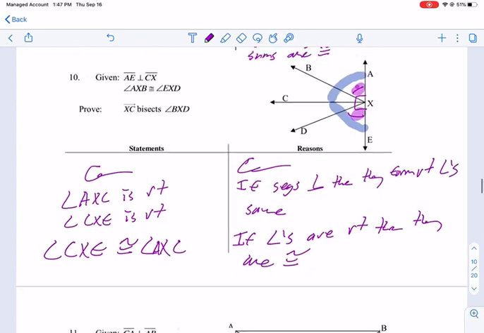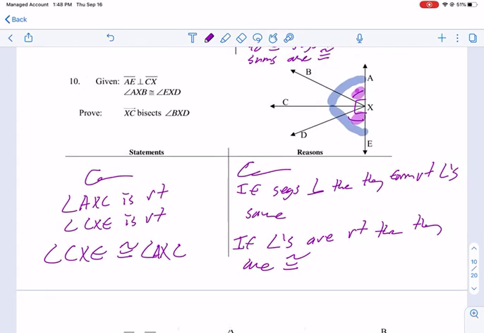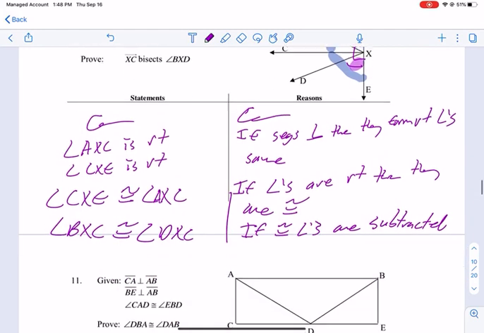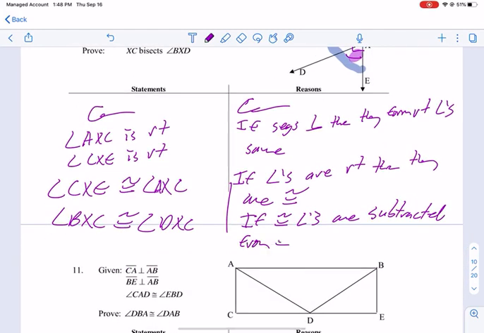Okay, so now we can say angle BXC is congruent to angle DXC. Okay, because we are subtracting congruent angles from congruent angles. So if congruent angles are subtracted from congruent angles, then the differences are congruent.